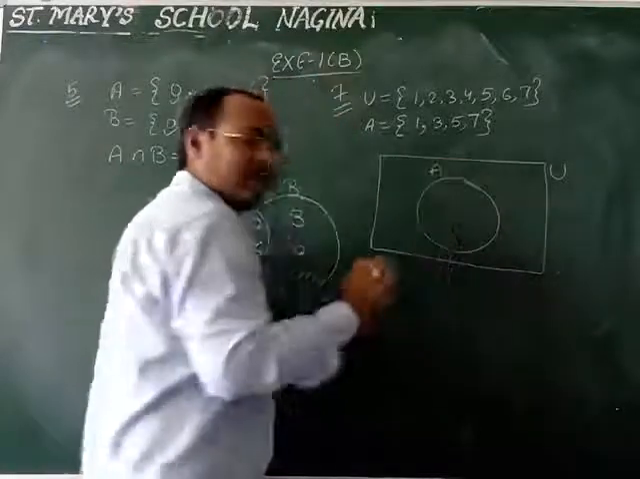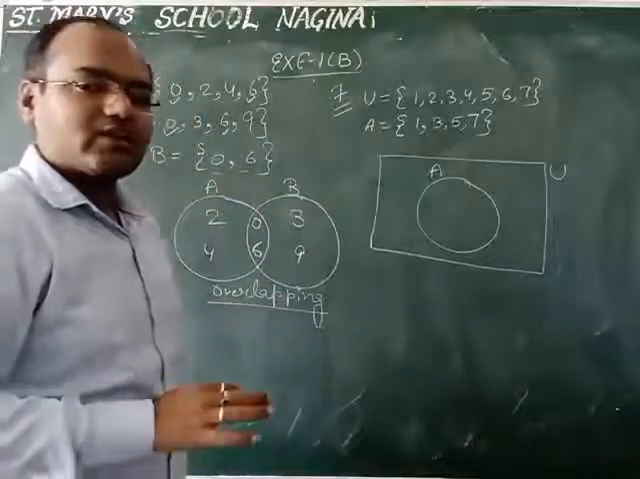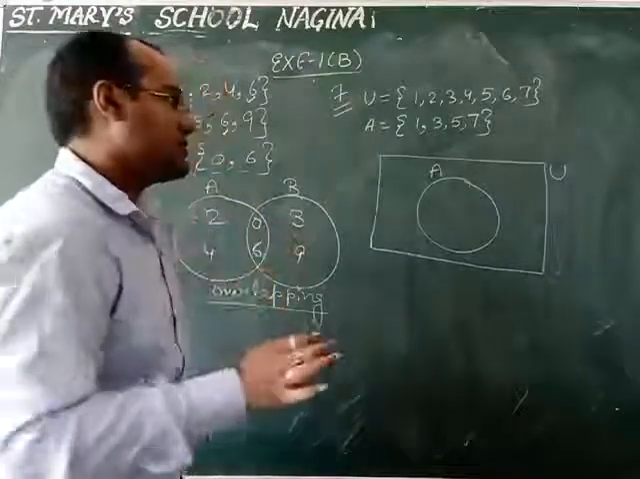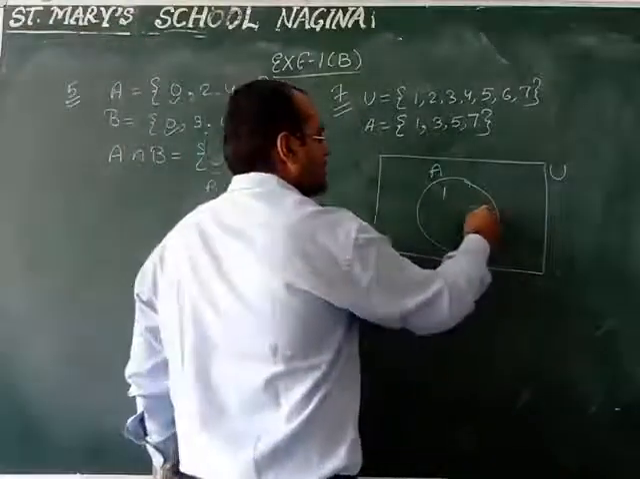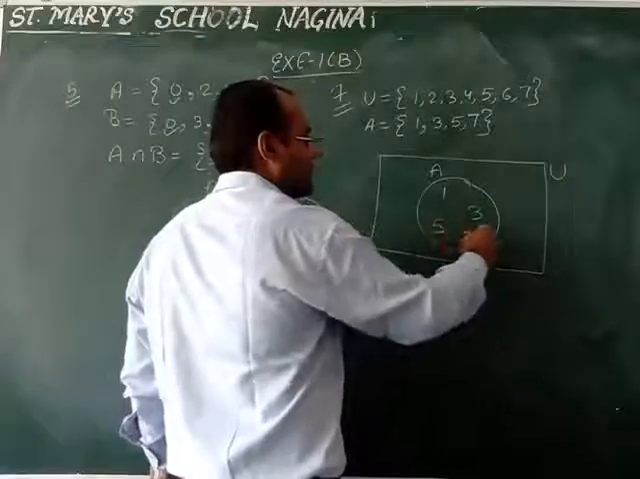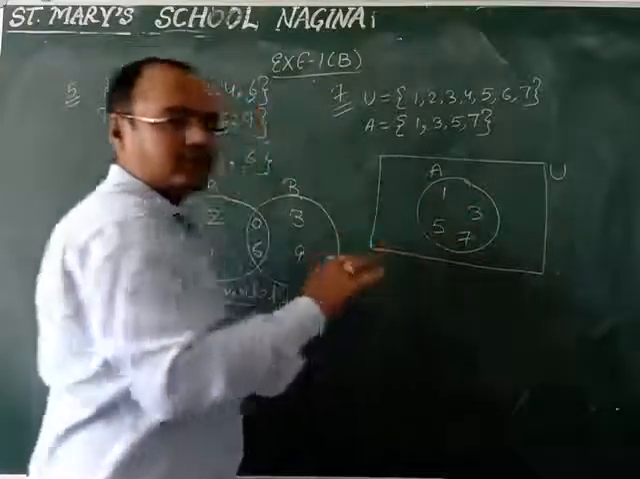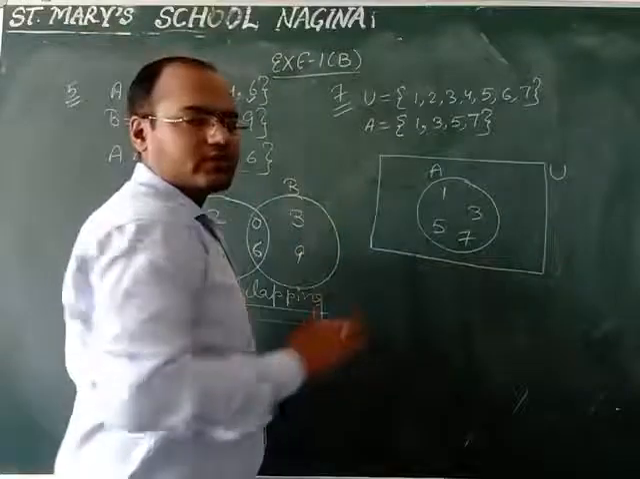First we will fill A. First we will not fill the universal set. First of all you have to fill the A elements. A elements are 1, 3, 5, 7. After filling the elements of A, we will fill the universal elements.